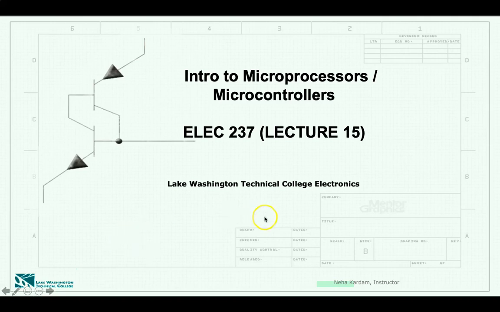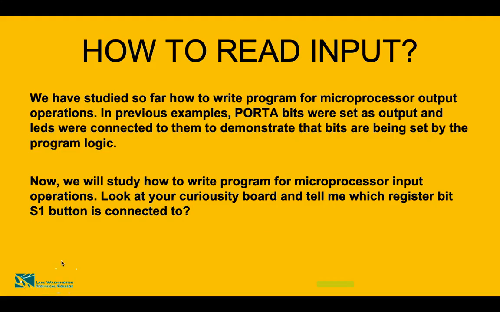In this lecture, we will learn how to read the inputs on the microcontrollers. So let's get started. We have studied so far how to write programs for microprocessor output operations. In previous examples, port A bits were set as output and LEDs were connected to them to demonstrate that bits are being set by the program logic.